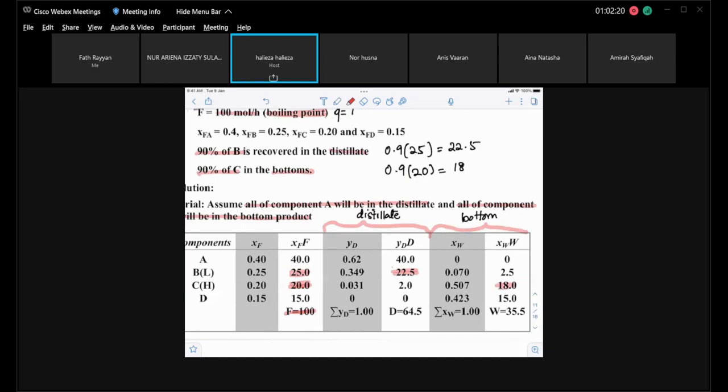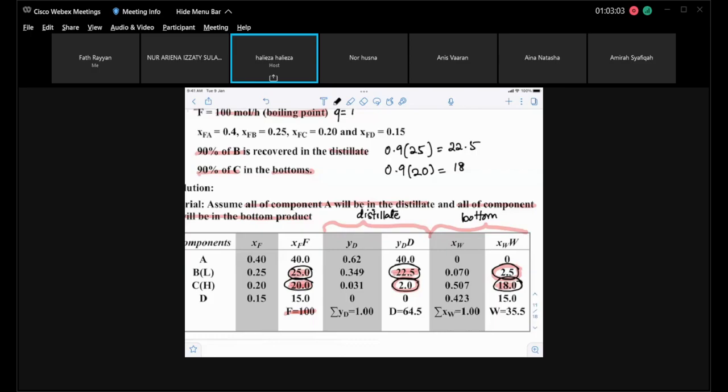So you will be able to know how much of your component C will be in the distillate and how much of component B will be in the bottom, because you already know the total feed. The amount of component B is 25. If 22.5 of it is there, of course that is the 90%. Obviously the 10% will be in the bottom product. You already know 10% of C will be in the distillate, 90% of C will be in the bottom product. So you already have enough information.